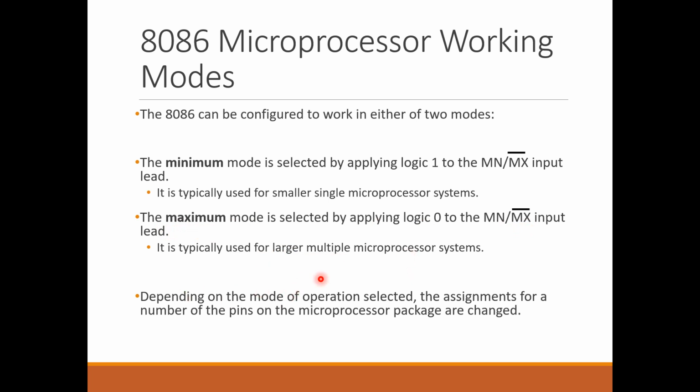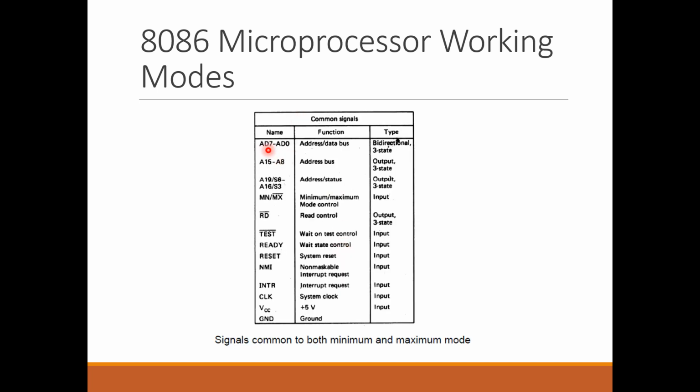And depending on whether it is minimum mode or maximum mode, the function of some pins is going to change inside the microprocessor. Some signal pins and functions are common in both modes. For example, the address data bus pins, from pin number 0 up to number 7, work with the same functionality in both cases, and those pins as well.